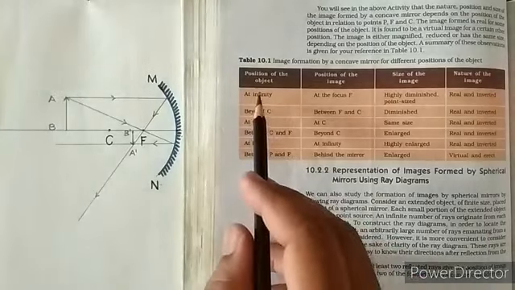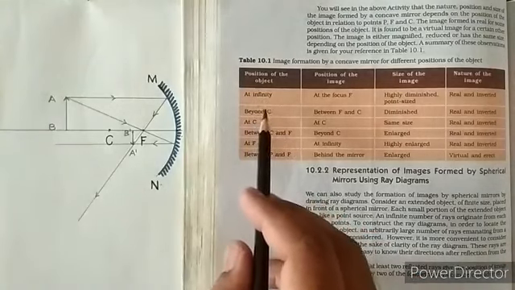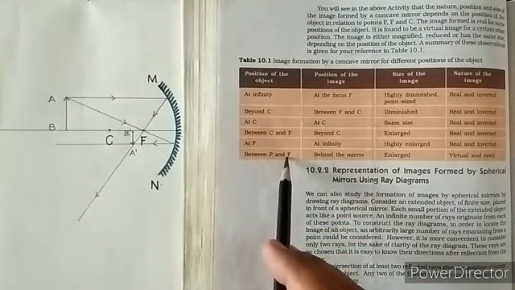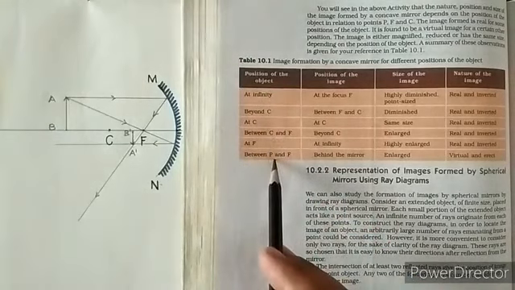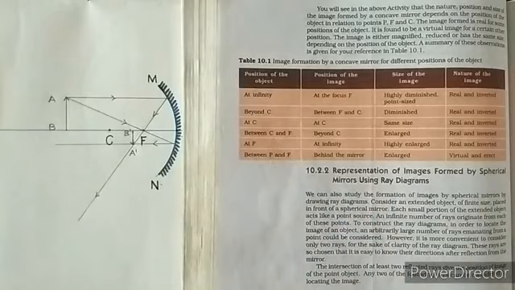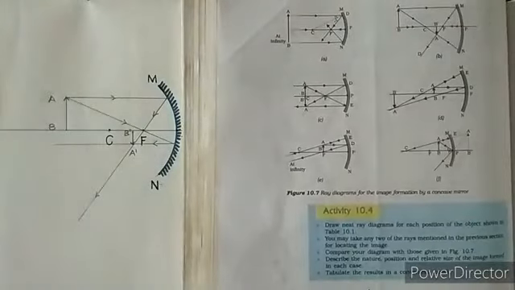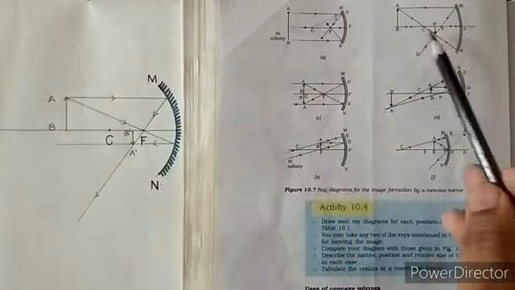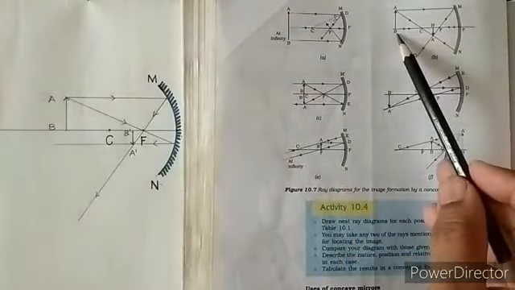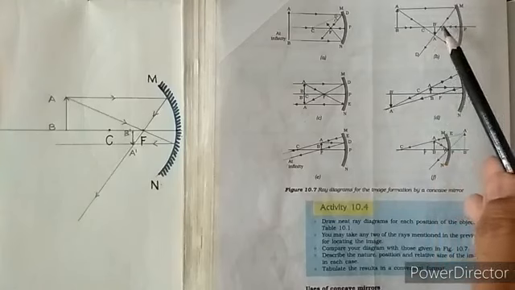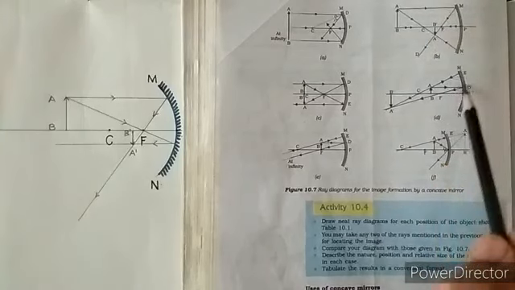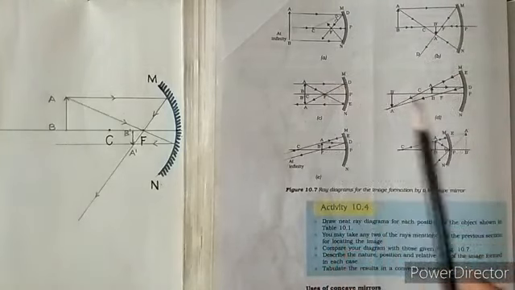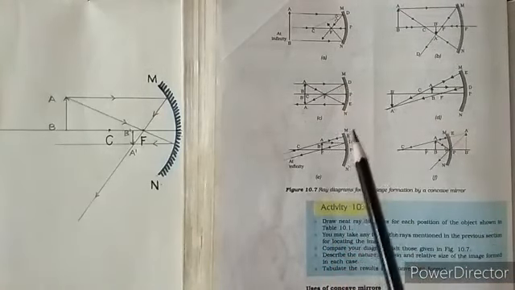So you see here there are 6 positions: at infinity, beyond C, at C, between C and F, at F, and between P and F. Okay, there are 6 positions given. So you have 6 diagrams also. Now what we have drawn is this one, beyond C. The image is formed between F and C. Okay, so there are 6 positions for the object for a concave mirror.